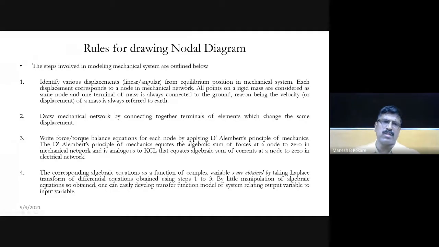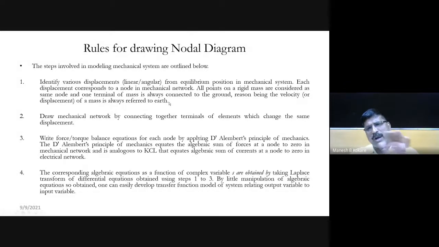So that is the D'Alembert's principle, which we are going to use at every node. For example, if there are two nodes, how many nodal equations will there be? There will be two nodal equations. One will be associated with node 1 and another with node 2, and so on. So what you have done is identify the number of displacement points.